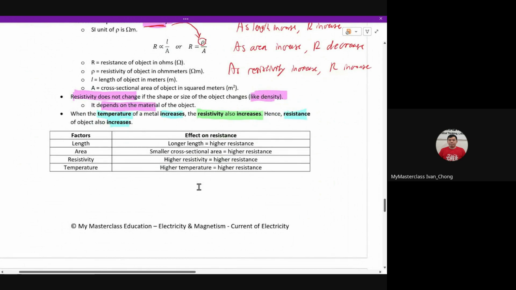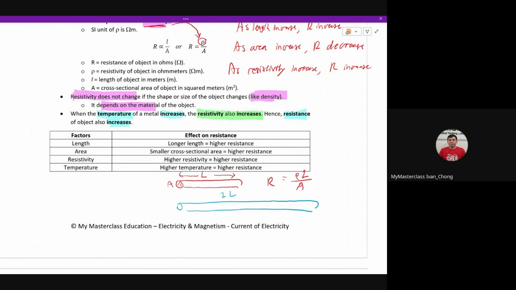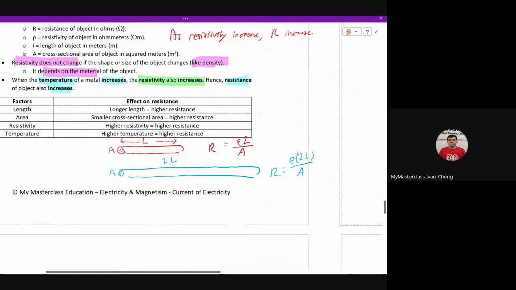Okay, so let me just briefly sketch what I mean by the wires. So this is your default wire with a length and area, and your resistance is R, which is rho L over A. Then we have, let's say, a longer wire, which is 2L, same A. What happens to your resistance? Your resistance now is rho 2L over A. This is R2. If you take out the 2, you have rho L over A, which is 2 times the original.